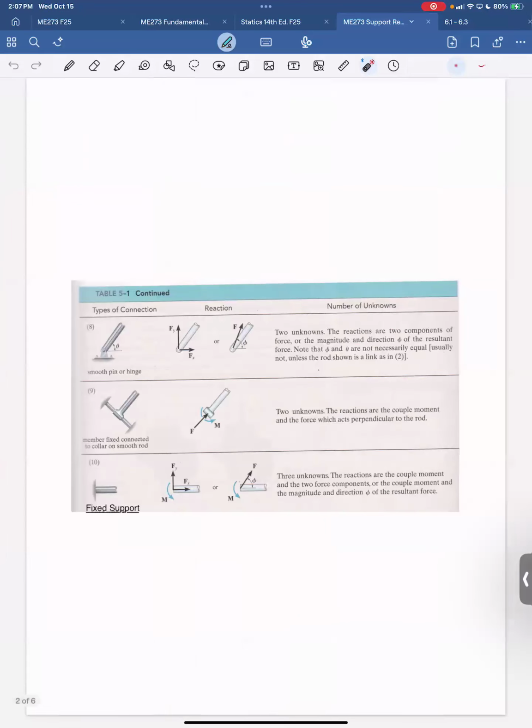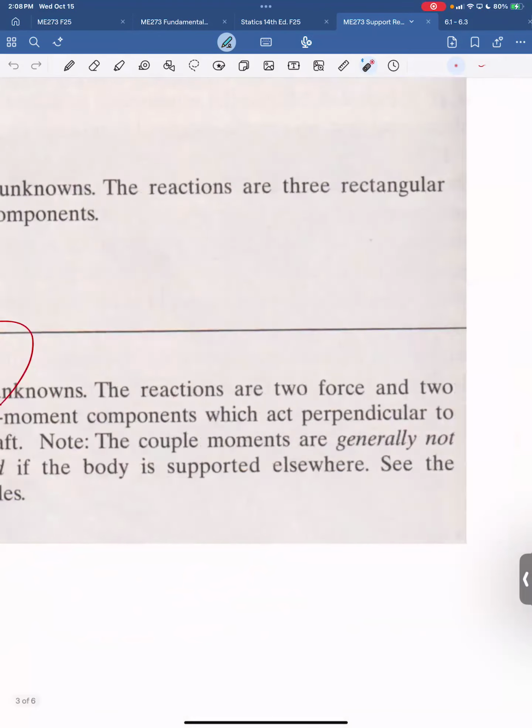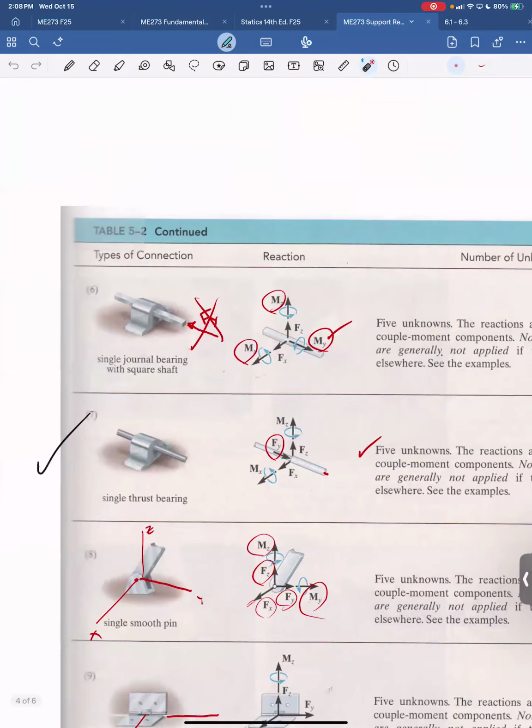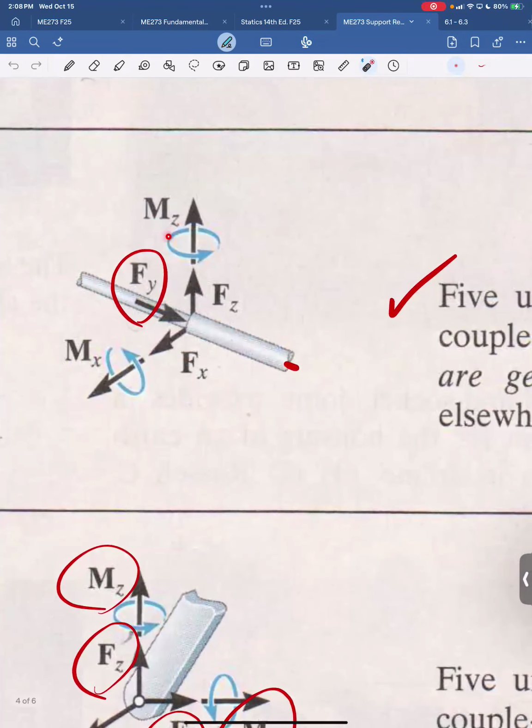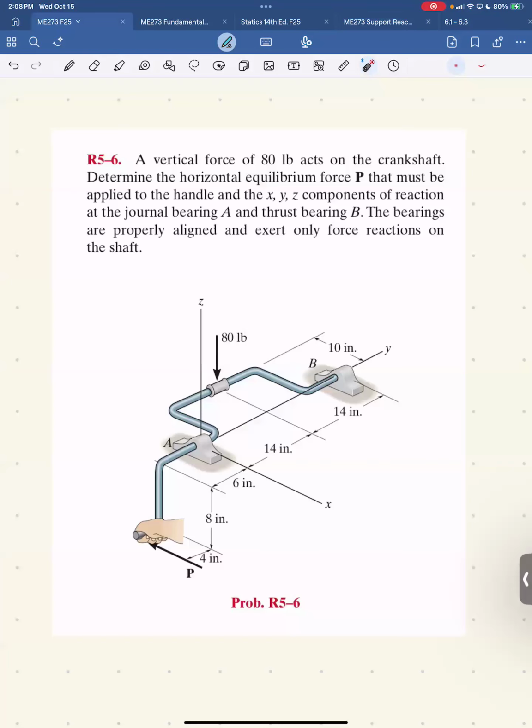Oh, 3D. Journal bearing, remember, I'm getting rid of the moment, so it has two unknowns. And the thrust bearing, remember, I'm getting rid of these moments here. It has three unknowns. The purpose of a thrust bearing is to be able to take a load along the axis about which it rotates, so it's specially designed for that. So I've convinced myself I can get rid of the moment reactions, but I need to put in the force reactions.